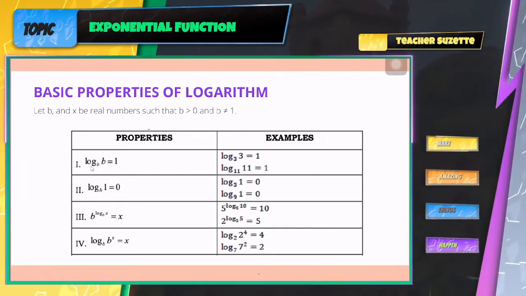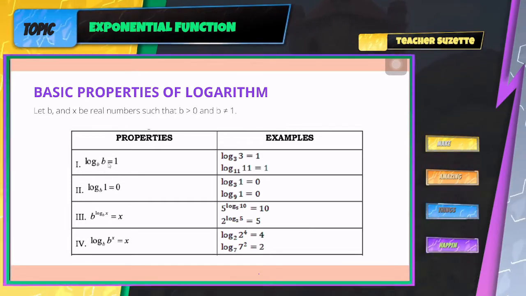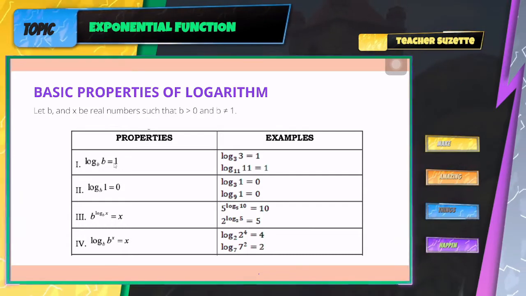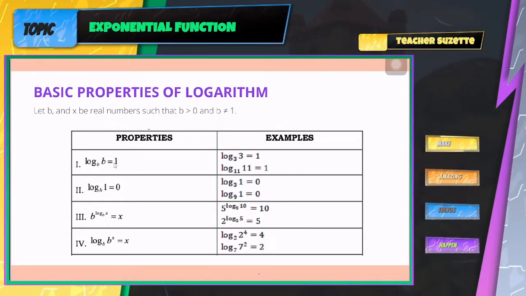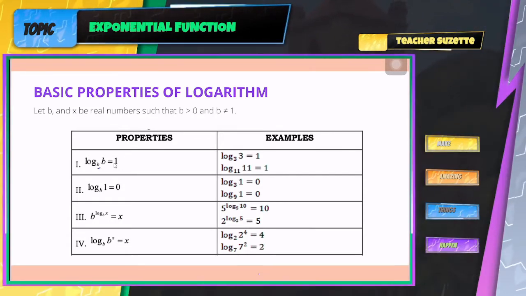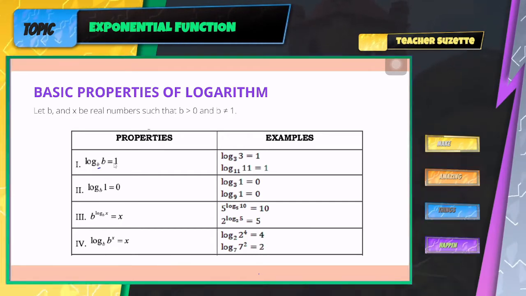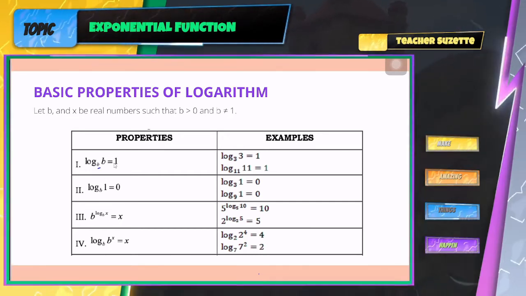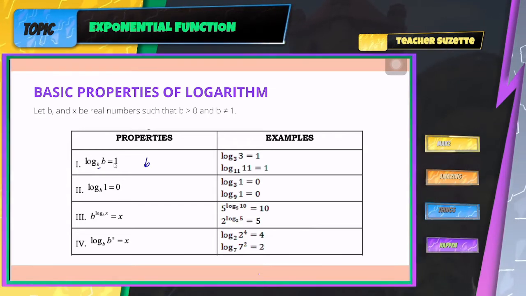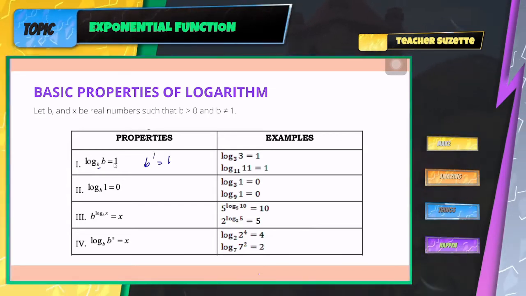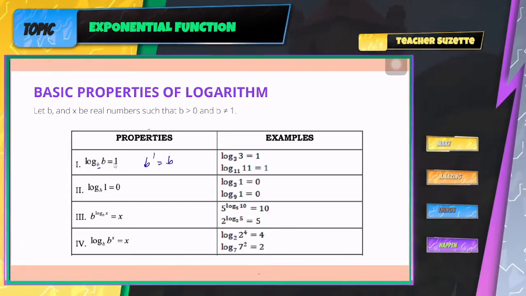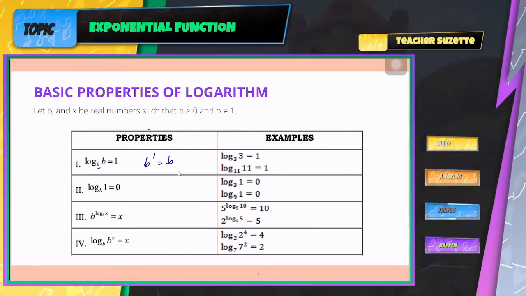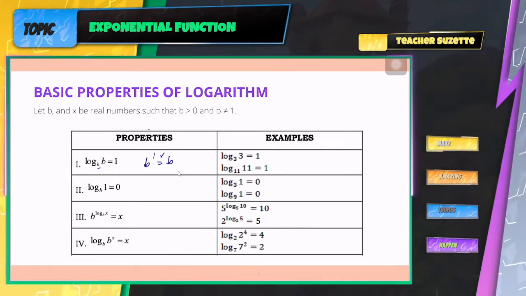So first, we have the logarithm of b with base b is equal to 1. Let's show that this is true. Writing it in exponential form, you will have b raised to 1 equal to b. Obviously, b raised to 1 is equal to b. So, therefore, that is our first property.